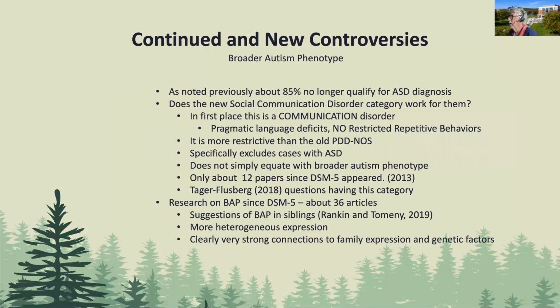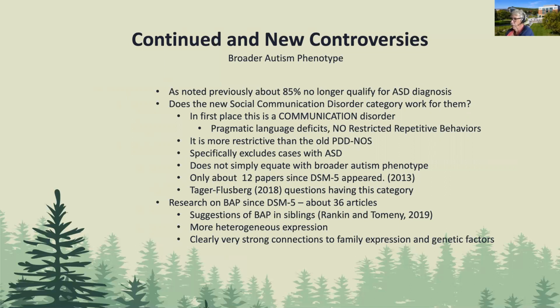So the broader autism phenotype, as I mentioned, about 85% of cases no longer qualified for an autism spectrum disorder diagnosis. Does the new SCD, social communication disorder category, work for them? Well, no, not really. It's a category that's used for pragmatic language deficits. There's no restrictive repetitive behaviors. It's much more restrictive than the old PDD-NOS concept. It specifically excludes people with autism spectrum disorder, and it does not simply equate with the broader autism phenotype. There have only been a handful of studies since it first was proposed.